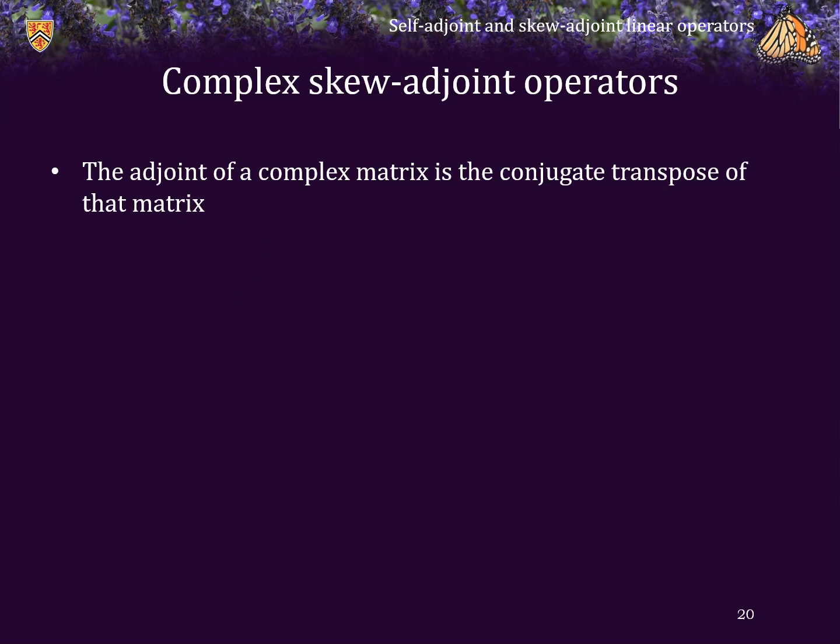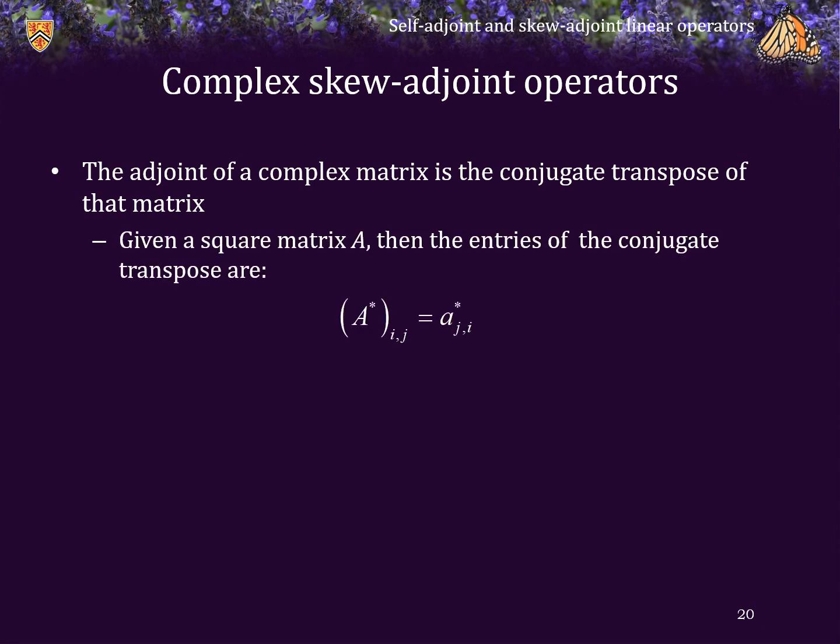Now let's look at complex skew-adjoint operators. The adjoint of a complex matrix is the conjugate transpose of that matrix. That is, the ijth entry of the conjugate transpose is the conjugate of the jith entry of the matrix. Now, for A to be the negation of the conjugate transpose of the matrix, we require that the ijth entry of the matrix is equal to the negation of the conjugate of the jith entry.